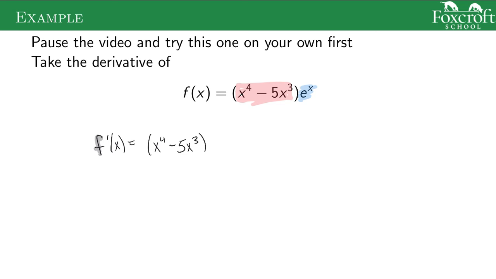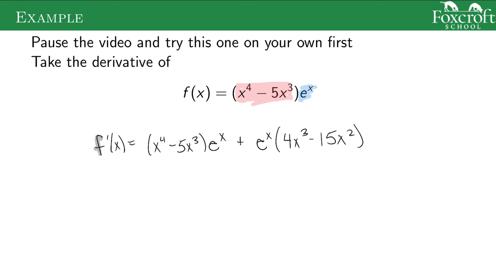Then we multiply that by the derivative of the blue function. The derivative of e to the x is e to the x. And we add, and now we keep the e to the x function and multiply that by the derivative of the red function. We get that final answer.